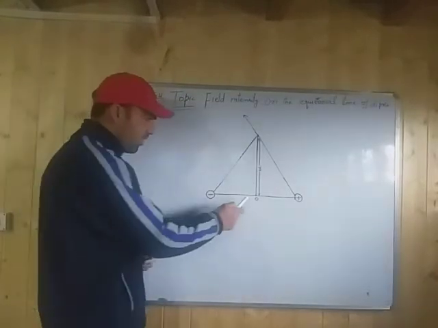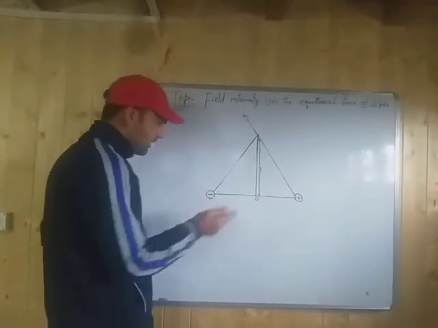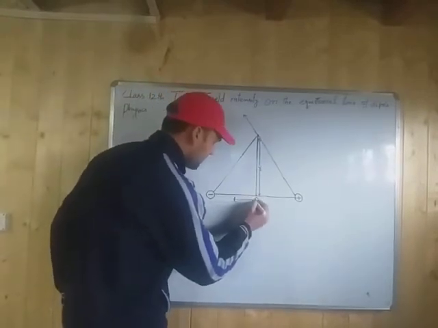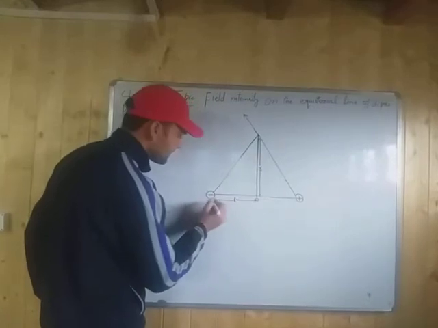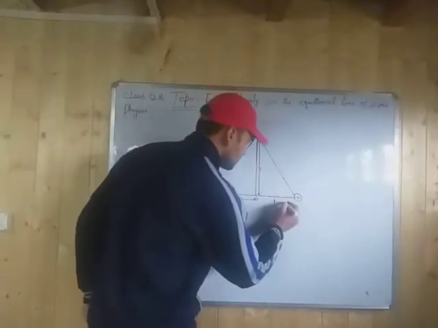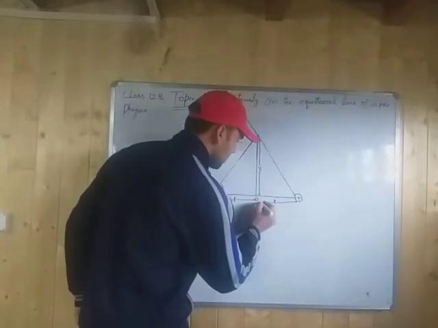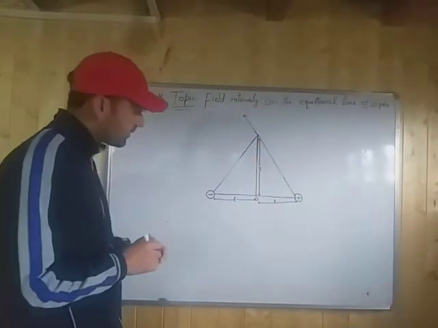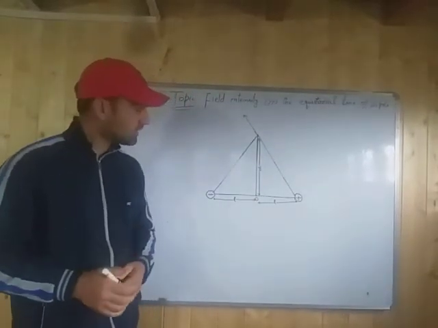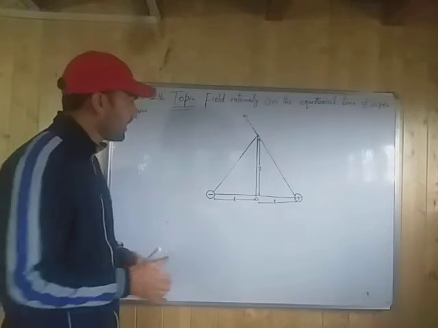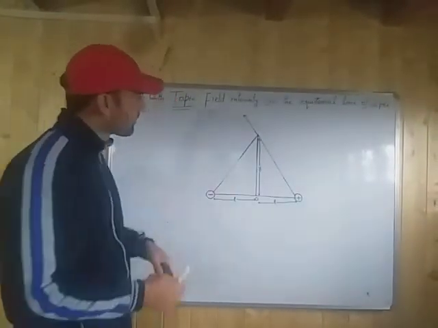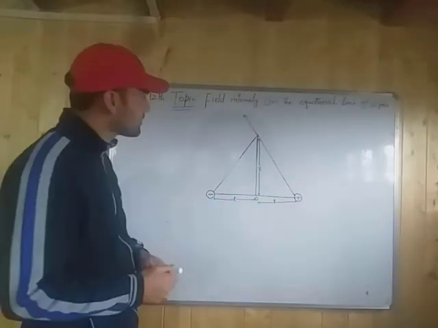So here O is the center of the dipole. From the center of the dipole to the negative charge the distance is L, and from the center of the dipole to the positive charge the distance is L. The overall length between the positive and negative charge is 2L, which is known as the dipole length. Here we draw an equatorial line, or we can say a perpendicular bisector. Now on this equatorial line we choose a point P here.